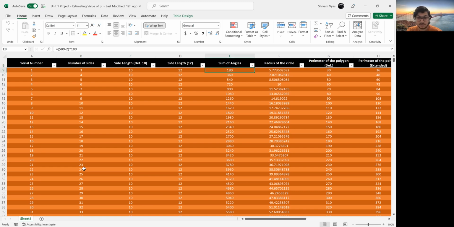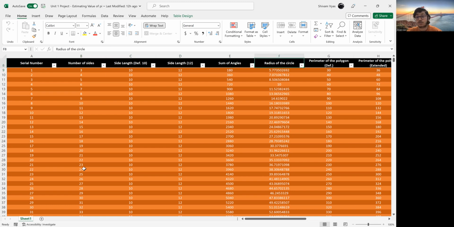So let's say, for example, I have a shape of three sides, and we all know that it's a triangle. So my sum of angles is going to be n minus 2 times 180, where n is the number of sides. So that's how we get 180 degrees.